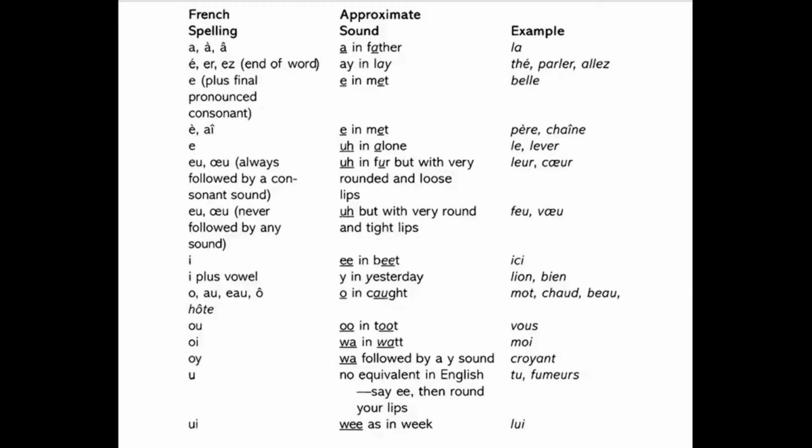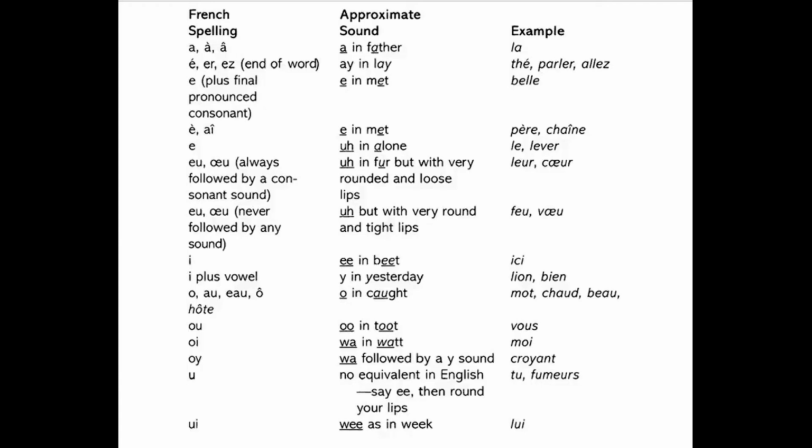Now E is like O, like in alone. So it is like le, lave, le, lave. Then EU, OEU. If it is followed by a consonant, the sound will be a loose sound, like le cour, le cour. But if it is not followed by any consonant, the sound is tight. So it is foo, woo.